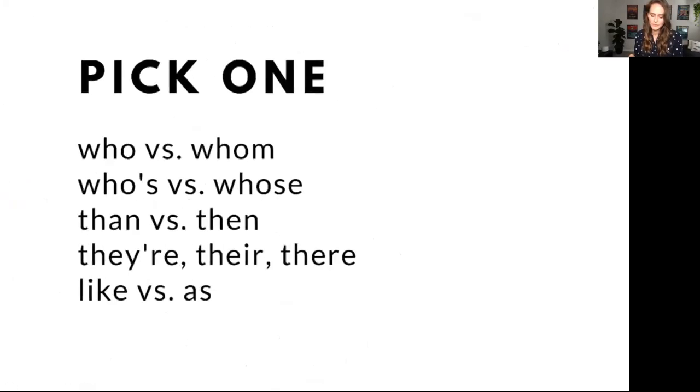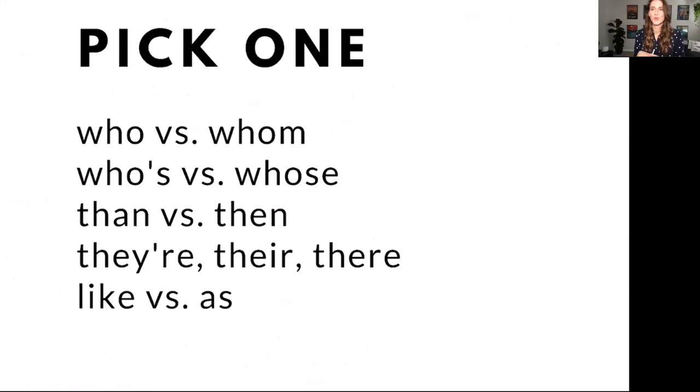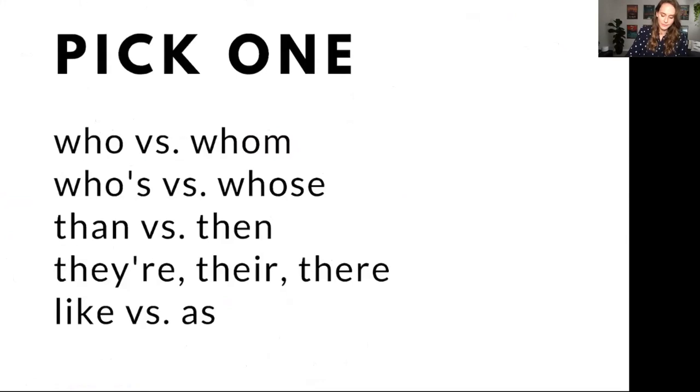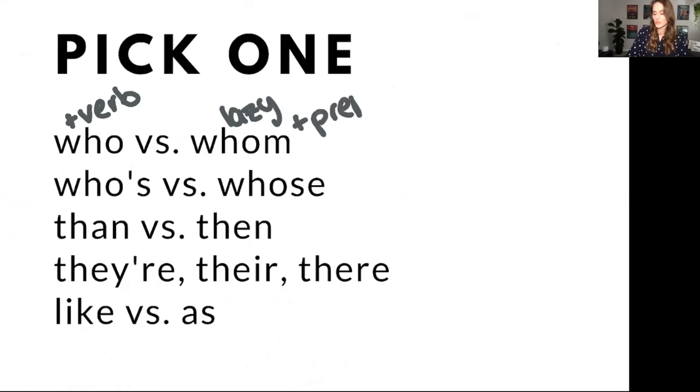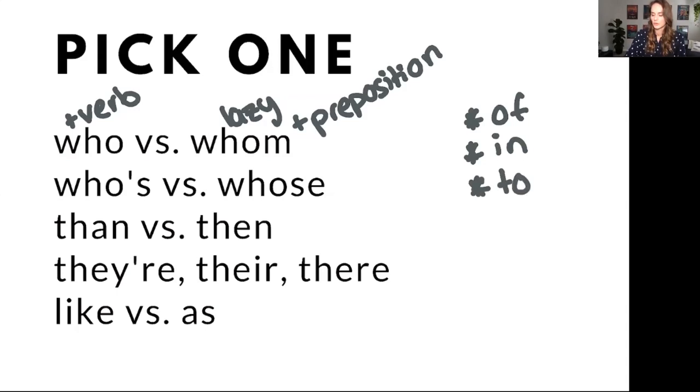For the next couple here, who versus whom. So who always does something, so it's going to be plus a verb. Whom is kind of lazy. It doesn't do anything, and it's going to be plus a preposition, which is why it's really important to know your prepositions. You can look them up online to get long lists. The most common ones are going to be like of, in, to. Those are going to be super common prepositions, but it's really good to be familiar with all of them. Who's versus whose, they sound the same.